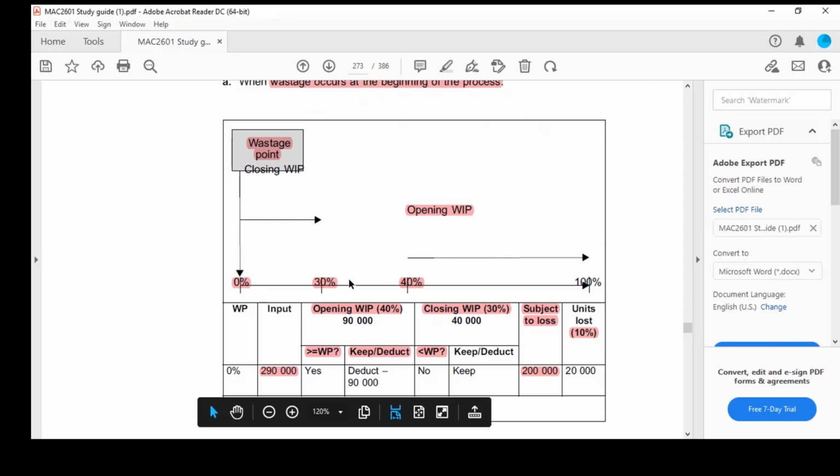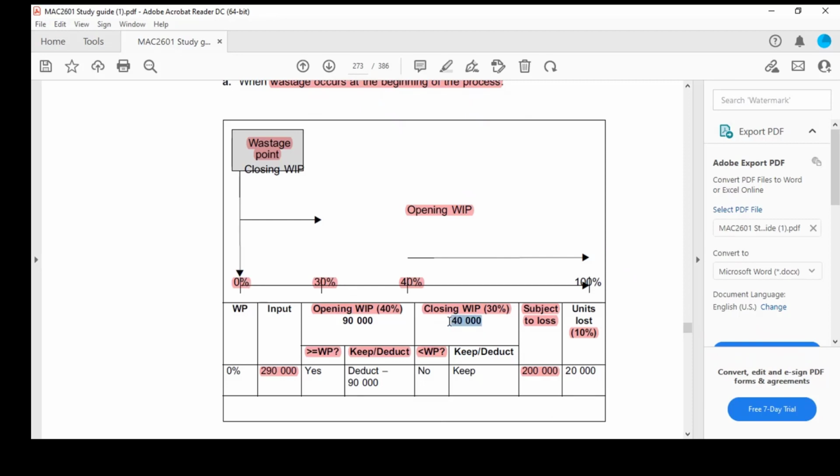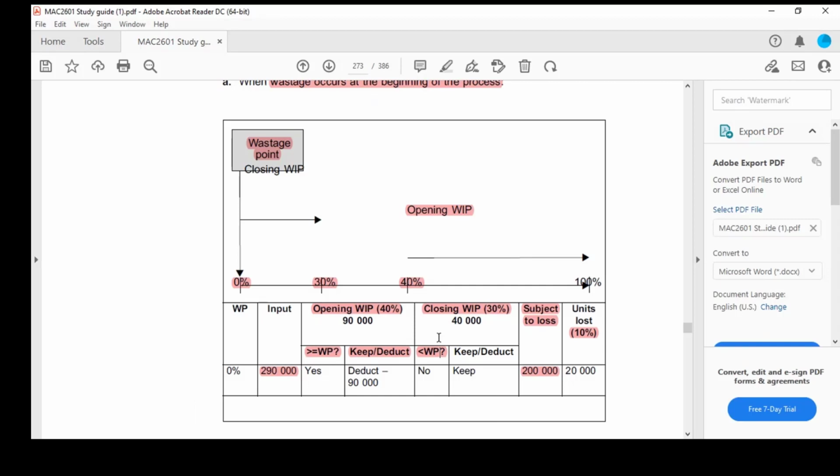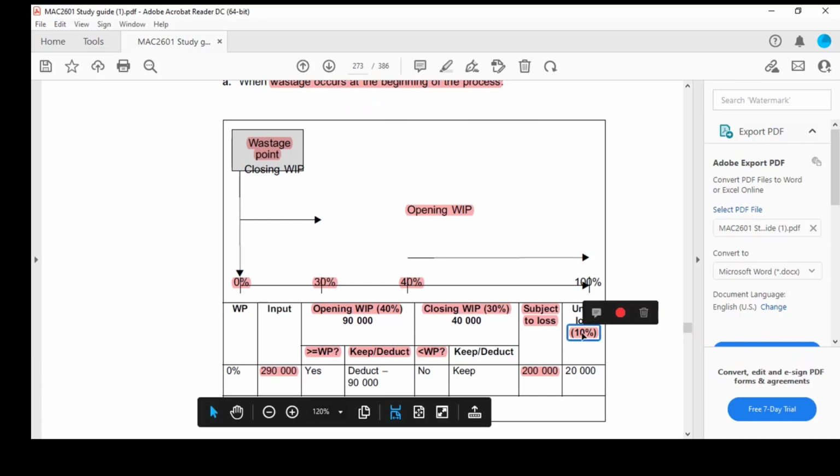What was the value of the closing WIP? Do we know? 40,000. 40,000 out of that 200,000 was closing WIP. So you can see that 200,000 has passed the wastage point, and out of that there were 40,000 units still work in progress, but they passed the wastage point. That is why you will not calculate a loss on the closing WIP.